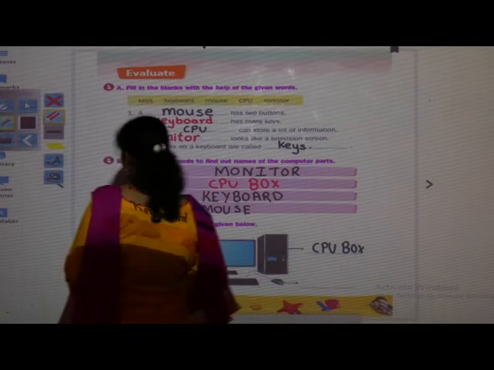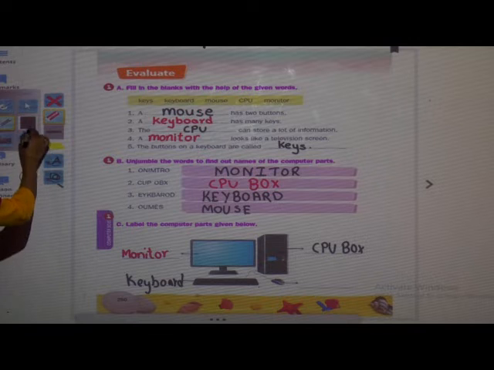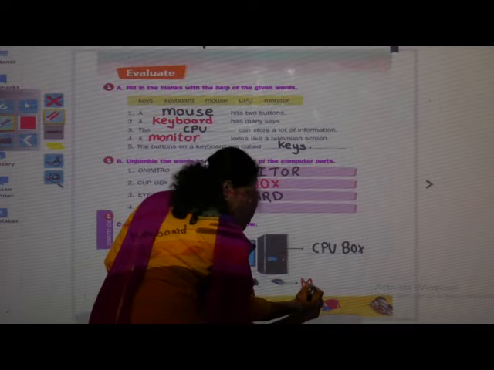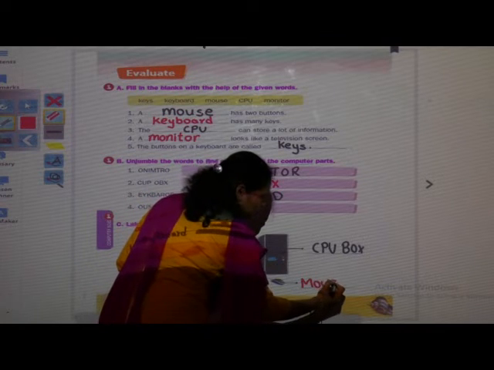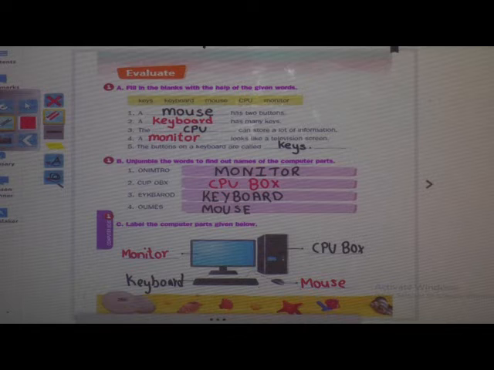C-P-U-B-O-X, box. Last, mouse. M-O-U-S-E, mouse. Come on students, write fast. I will wait for a minute. Check the spellings while you are writing. Don't write wrong spellings. So, you should learn the spellings.